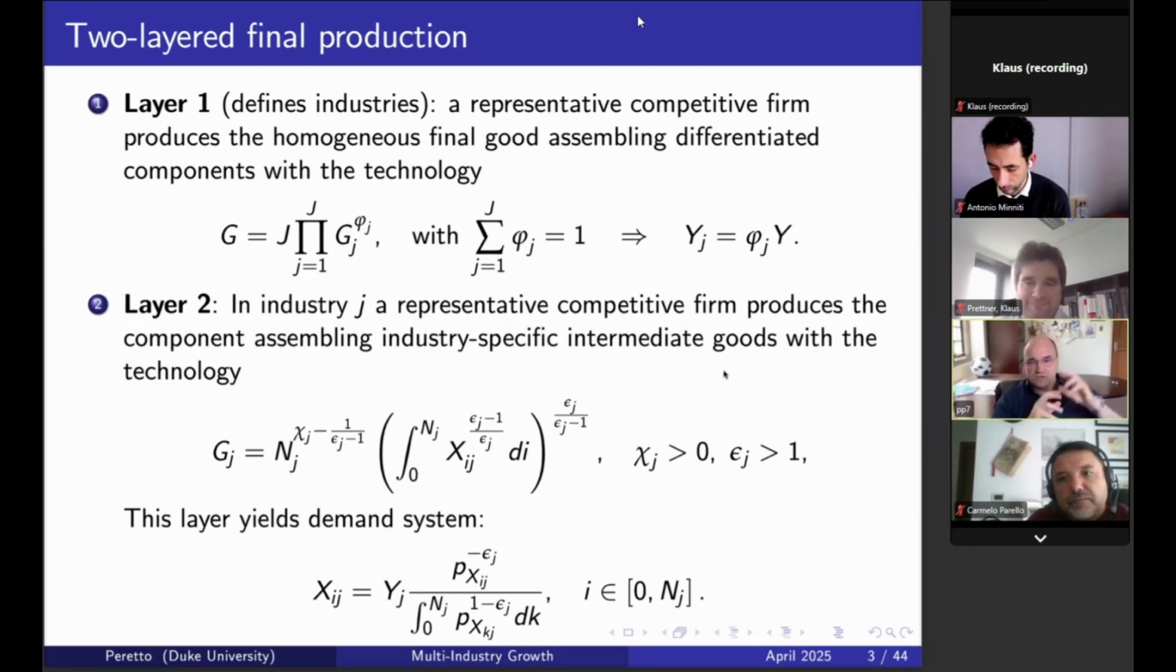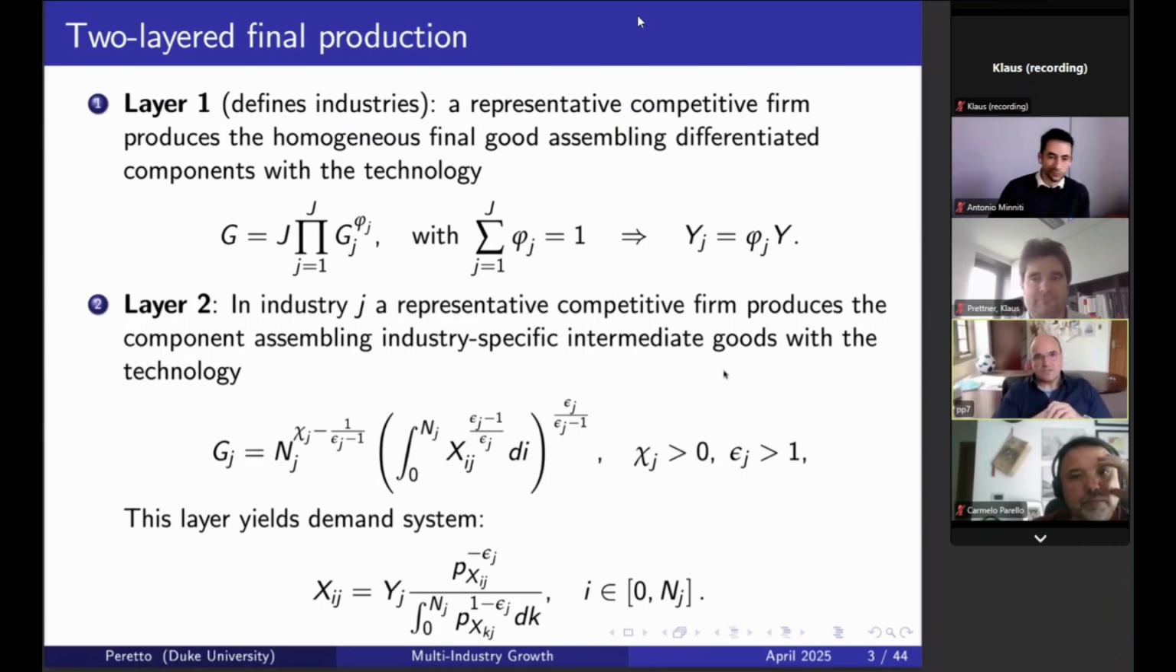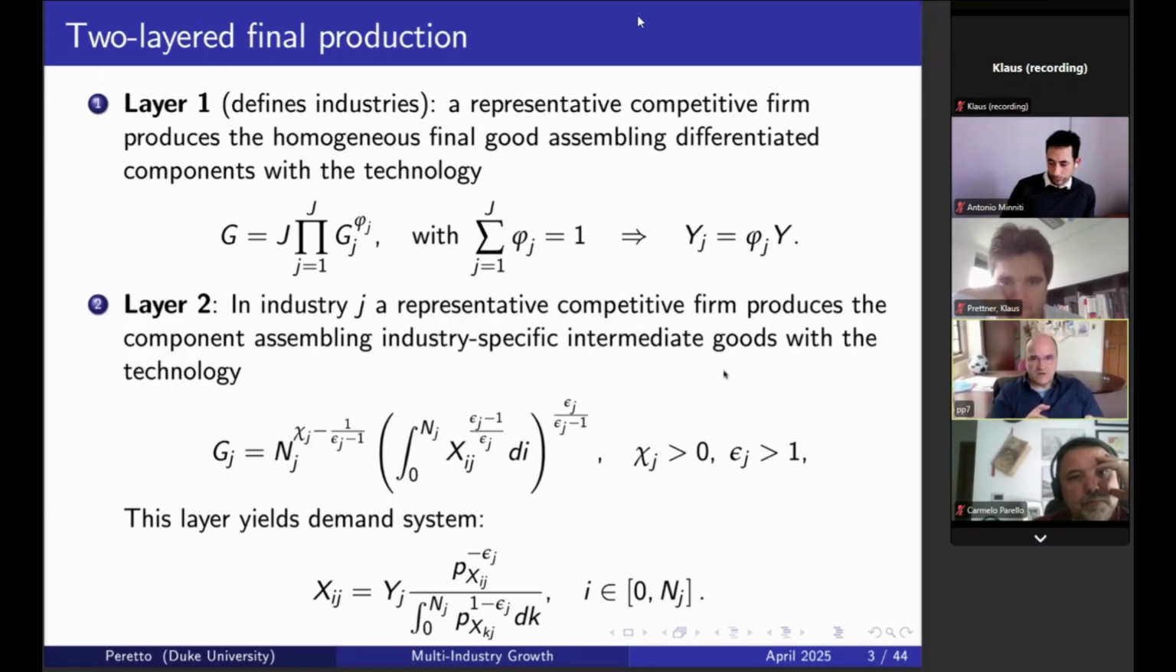And a simple way to do it is, remember in this model, there is the household, there is a sector that produces a homogeneous final good, assembling intermediate goods. So what we're going to do is introduce an extra layer in this vertical production structure. So layer one defines industries. A representative competitive firm produces the homogeneous final good G, which is our GDP in this economy.